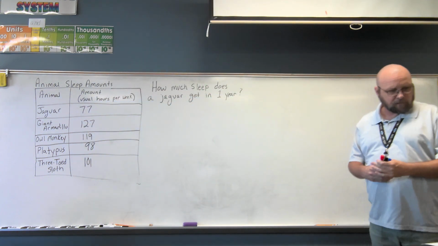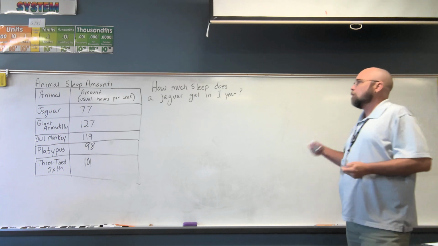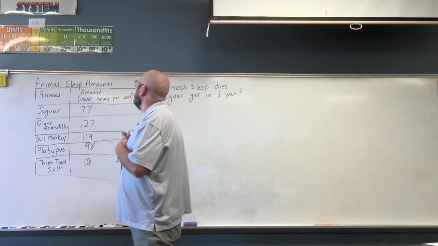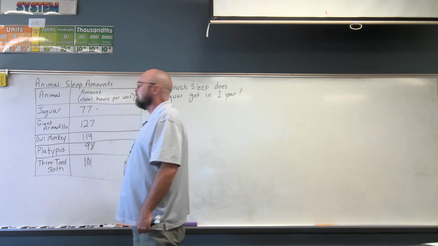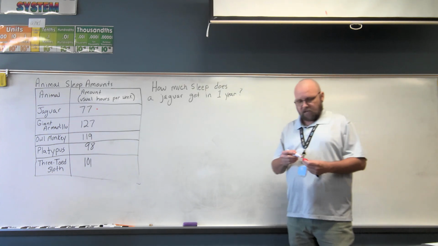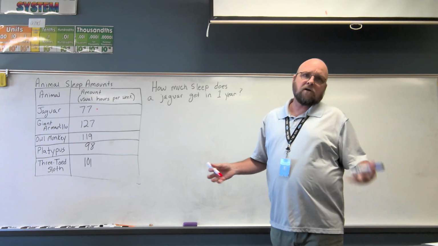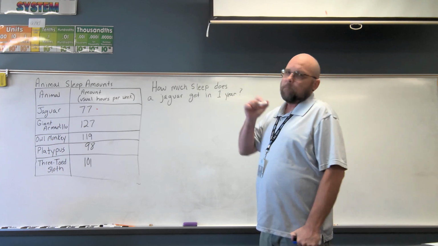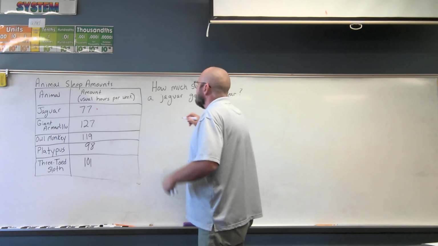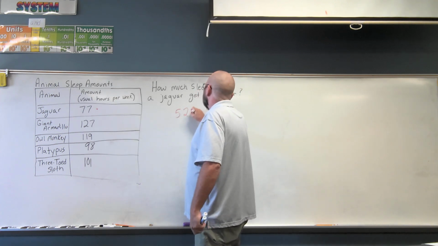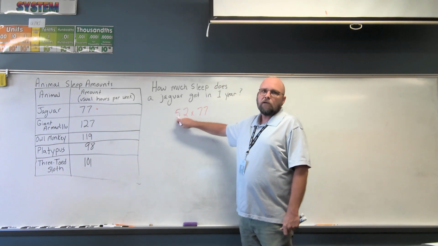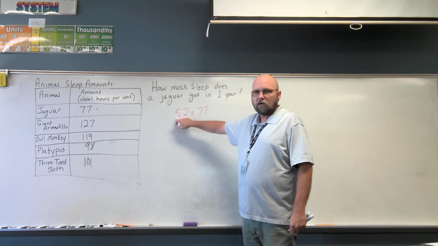First question we're going to answer is how much sleep does a jaguar get in 1 year? Well, we know in 1 week they get 77 hours. So then we have to figure out how many weeks are there in a year. We could always look at a chart, you could ask somebody intelligent, but there are 52 weeks in a year is the average, that's how we compile it. So we would do 52 times 77. 77 hours sleeping per week, 52 weeks per year.